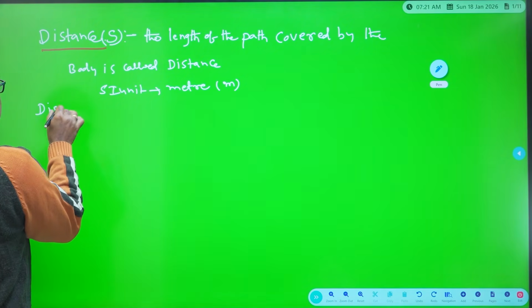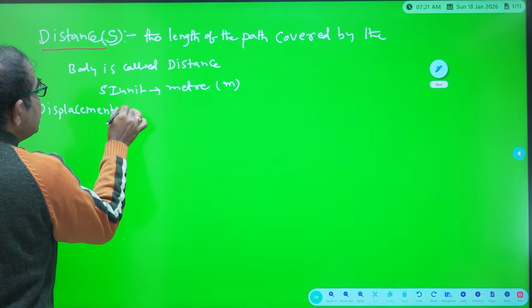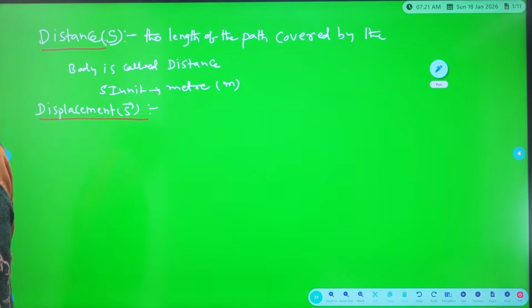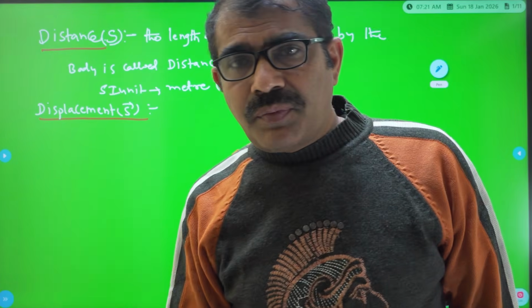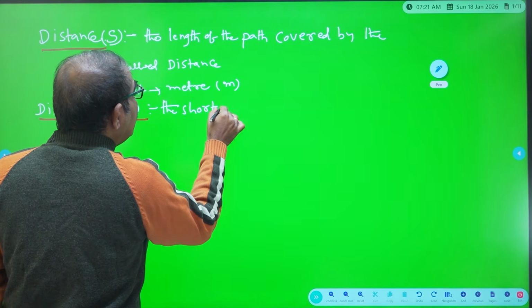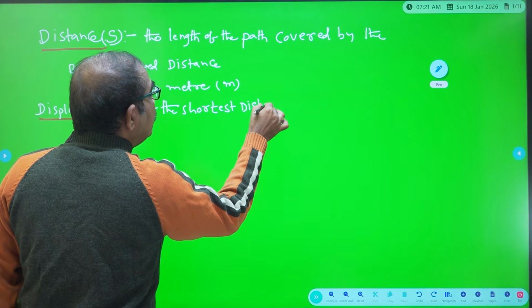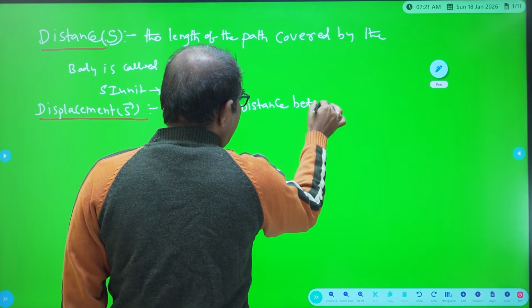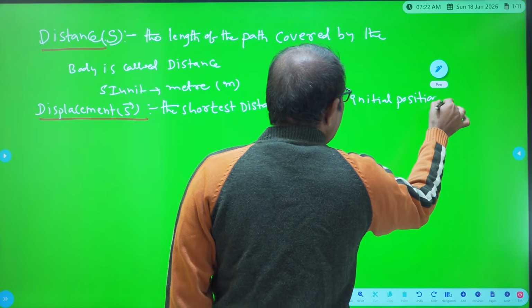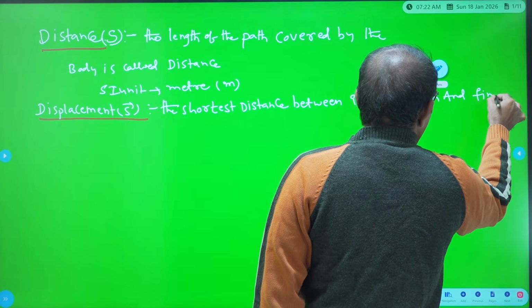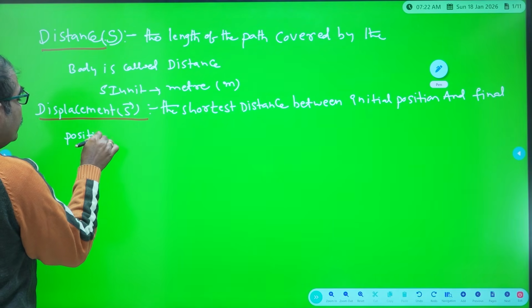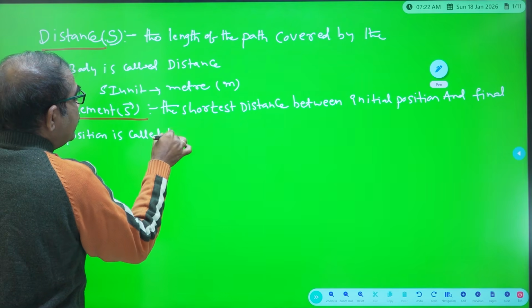Displacement, denoted by S bar. The shortest distance between initial position and final position is called displacement.